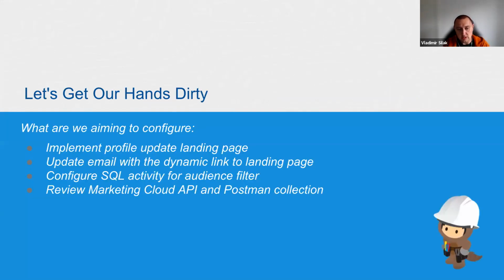Today we're going to look into, as I said, implementation of a profile update landing page, and updating the email with a dynamic link that takes us there. Remember one of the things I spoke about last time is that the landing page exists without context. So it doesn't necessarily have access to the same details as you've got within the personalization attributes within email. Therefore we want to see how we bring up some additional information. Then we want to look into the SQL query activity and review Marketing Cloud APIs and the Postman collection that will give you an idea of what you can do and how to work with APIs altogether. All right, that's the plan.